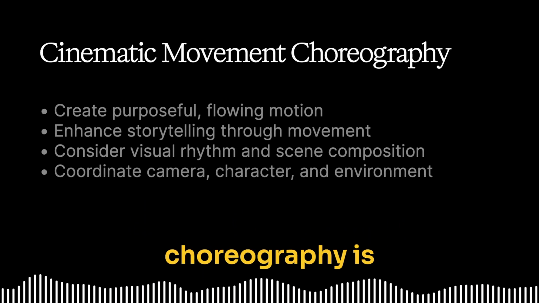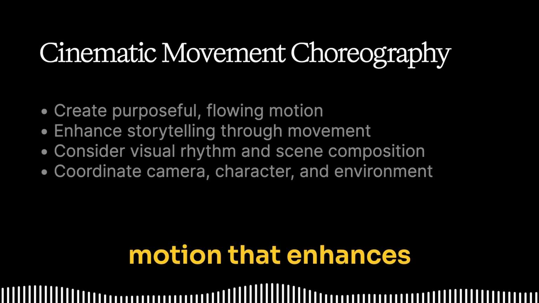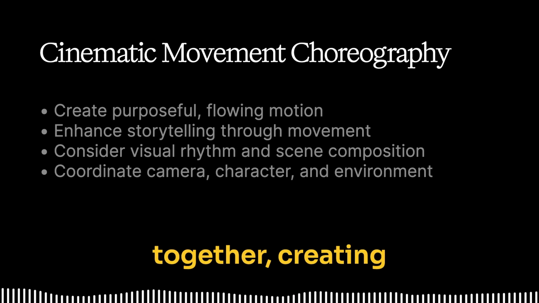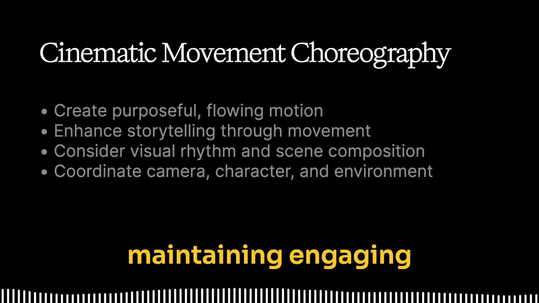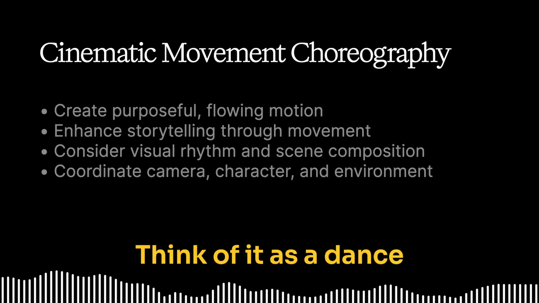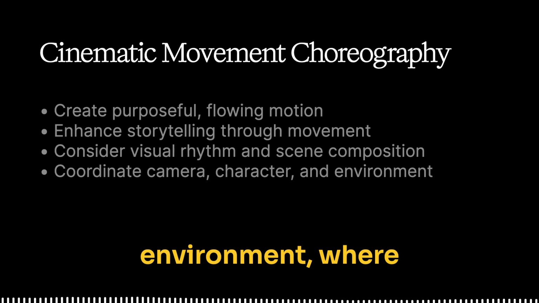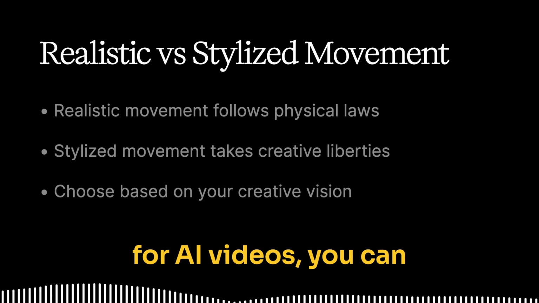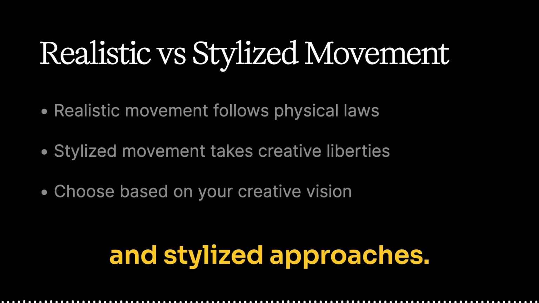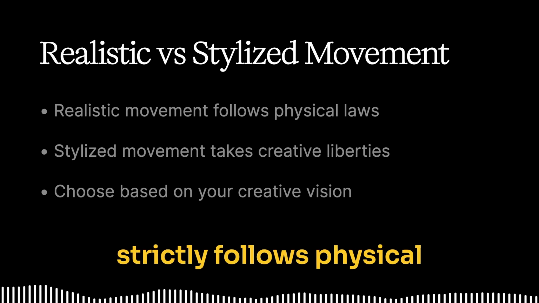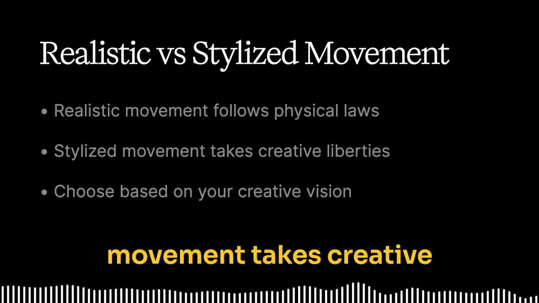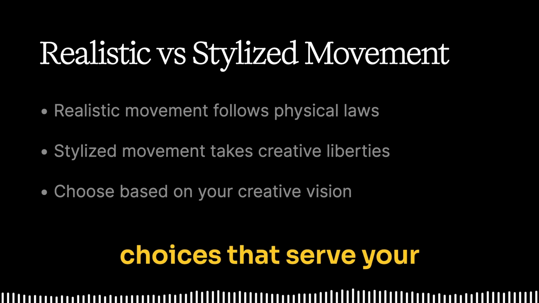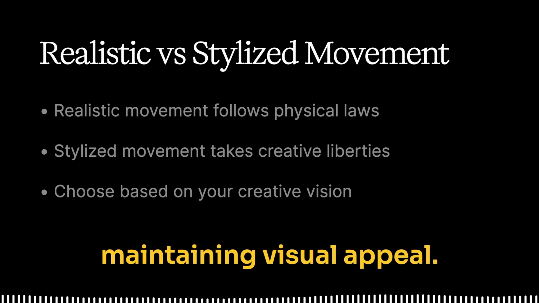Cinematic movement choreography is about creating purposeful, flowing motion that enhances your storytelling. Good choreography considers how different movements work together, creating visual rhythm and maintaining engaging scene composition. Think of it as a dance between camera, characters, and environment, where every movement serves a purpose. When creating motion for AI videos, you can choose between realistic and stylized approaches. Realistic movement strictly follows physical laws, while stylized movement takes creative liberties for artistic effect. Understanding these differences helps you make intentional choices that serve your creative vision while maintaining visual appeal.